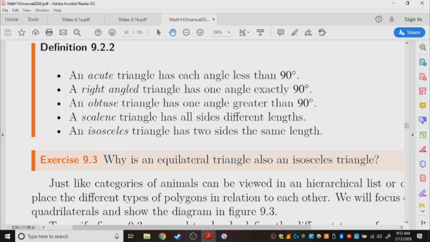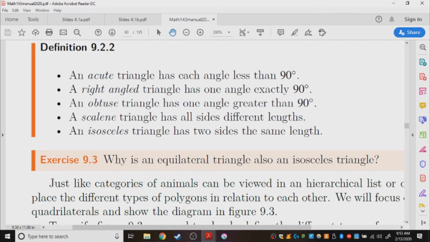Obtuse. Many of these words I think should be familiar to you, and certainly going into elementary school they need to be very familiar. A triangle with all sides of different lengths is a scalene triangle. And two sides having the same length is called an isosceles triangle. A lot of elementary school is identifying shapes and properties of shapes and just getting that thinking started. Exercise 9.3. Why can I say an equilateral triangle is also an isosceles triangle?